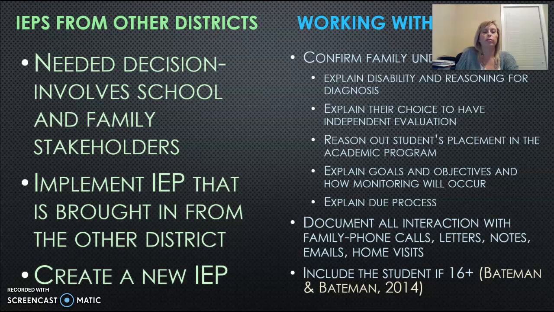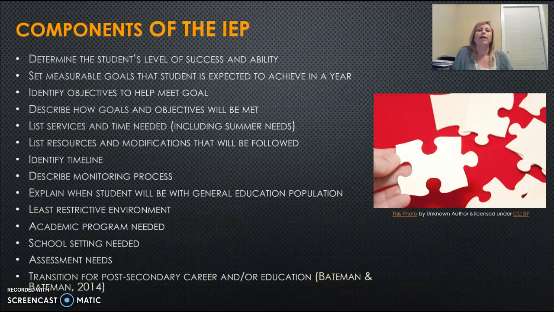Bateman and Bateman, 2014. The components of the IEP. First, determine the student's level of success and ability. Set measurable goals that the student is expected to achieve in a year. Identify the objectives to help meet the goal and describe how the goals and objectives will be met. List all services and the time that's needed, and be sure to include summer needs if there are any. List resources and modifications that will be followed. Identify the timeline. Describe monitoring process.